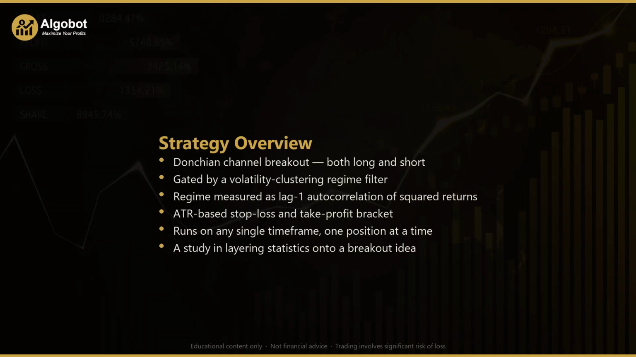The system holds only one position at a time per magic number, and because the channel excludes the breakout bar itself, a fresh new extreme is needed before it will consider another entry. Everything is derived from simple open, high, low, and close data on a single time frame. This makes it a clean case study for anyone curious about how regime filters and volatility statistics can be layered onto a traditional breakout idea. As always, this is for educational purposes only.